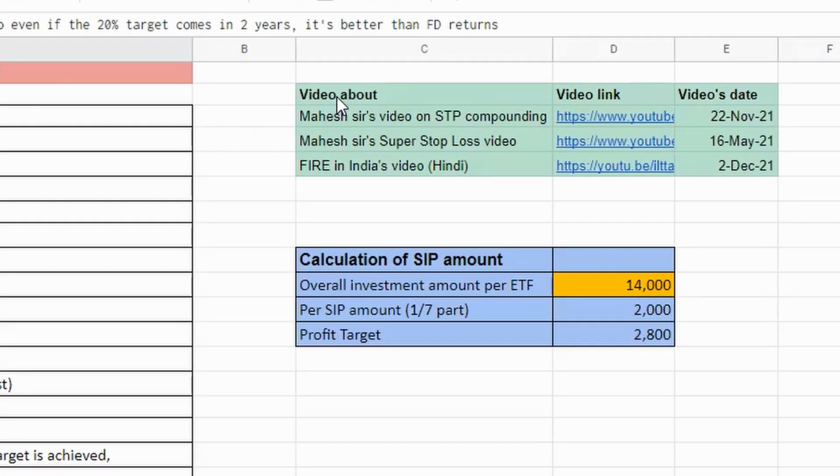Then I have given you the video links of Mahesh sir, his super stop loss video, and the video I made in Hindi, which is a detailed video of this strategy, and the calculation of the SIP amount. So if you are investing 14,000, what will be your SIP amount? What will be your first target? And if you're investing any other amount, like say 20,000, what will be your SIP amount and what will be your first target? Of course, once you book the profit, the overall amount and the SIP and everything would change as per the Part C calculation. Okay, but this is the initial calculation that you would start with.